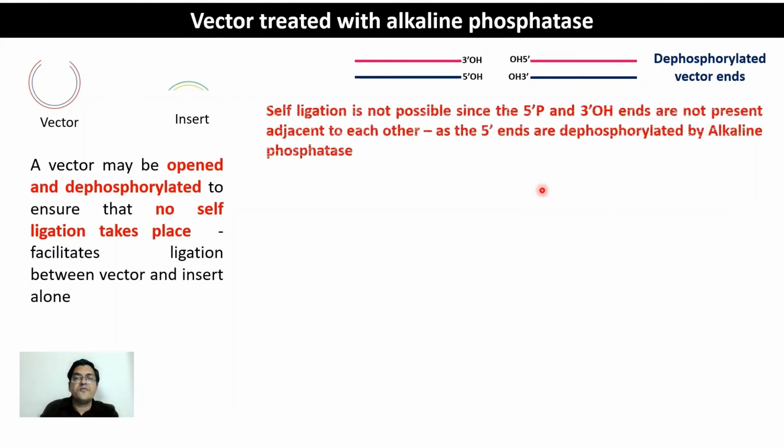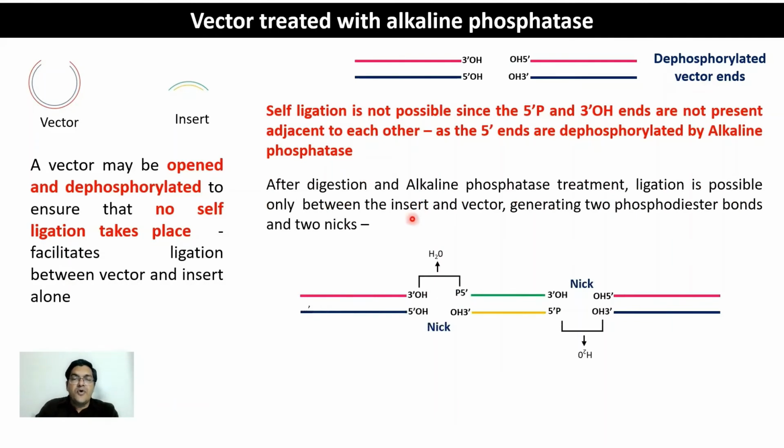So first, of course, self-ligation is not possible since the 5' phosphate and the 3' OH ends are not present adjacent to each other, as the 5' ends are dephosphorylated by alkaline phosphatase. Now let's look at how this aligns with the insert and how the ligation can happen between the insert and the vector. So here is your insert, and the insert has the 5' phosphate intact because it has not been treated with alkaline phosphatase. And here is how your vector arms are going to align with the insert.